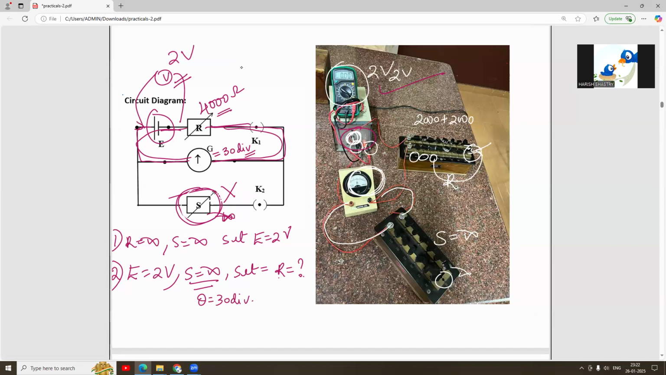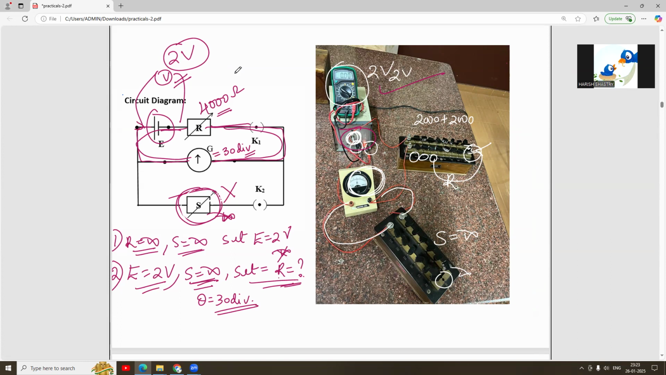So first step, all infinity, circuit is open, R equal to infinity, S equal to infinity, set E equal to 2 volt. If it is already set, then you are happy. Second step, with E equal to 2 volt, S equal to infinity, set R. That means plugging infinity. So infinity has to be removed now. With R some 4,000 or 5,000 ohm, how much resistance is required that will produce a deflection of 30 divisions? That is the second step.